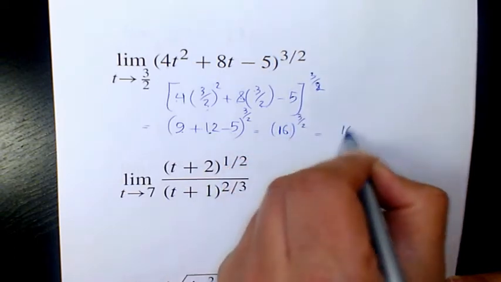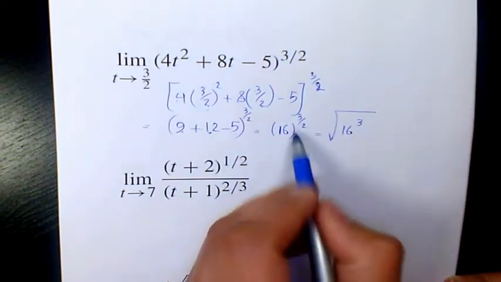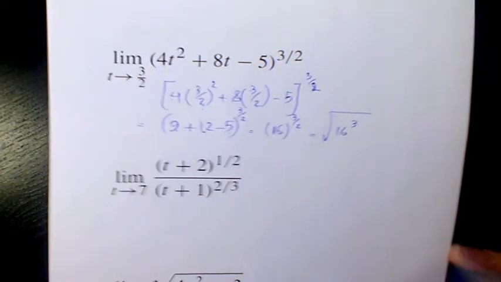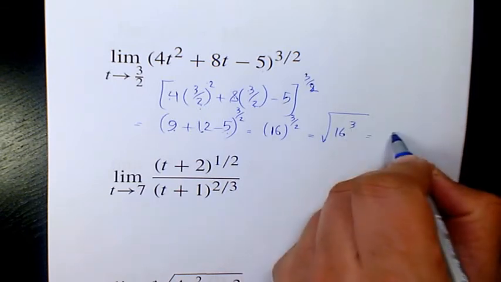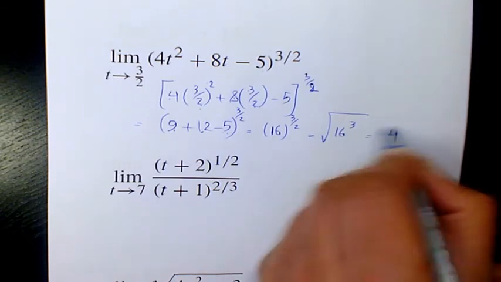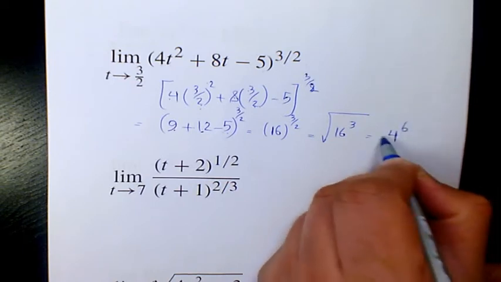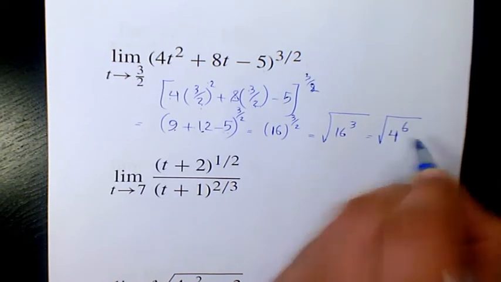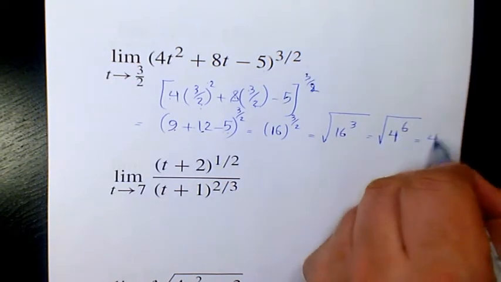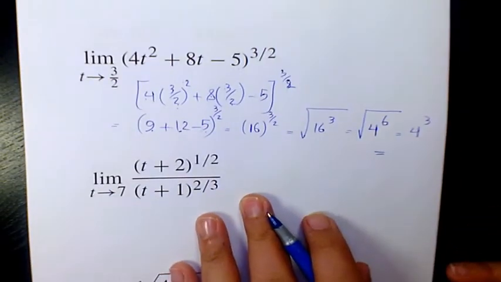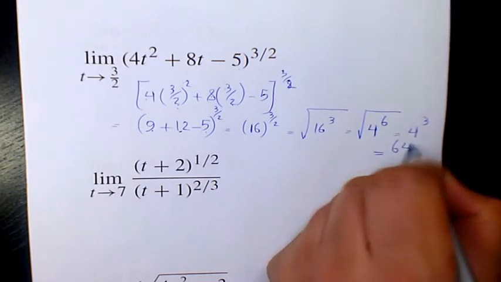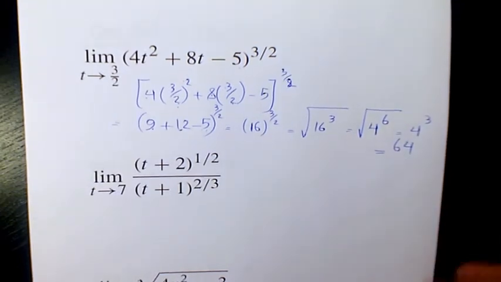It's going to be 16 to the power of 3/2, the square root of 16 cubed. 16 by itself is 4 to the power of 2. So it's going to be (4²)³, which is 4 to the power of 6. The square root of 4 to the power of 6 is 4 to the power of 3. 4 to the power of 3 is 4 times 4 times 4, which is 64.